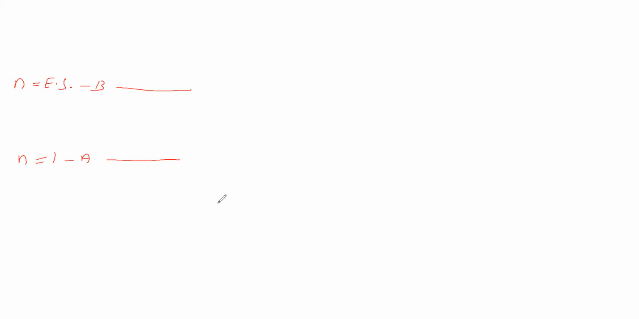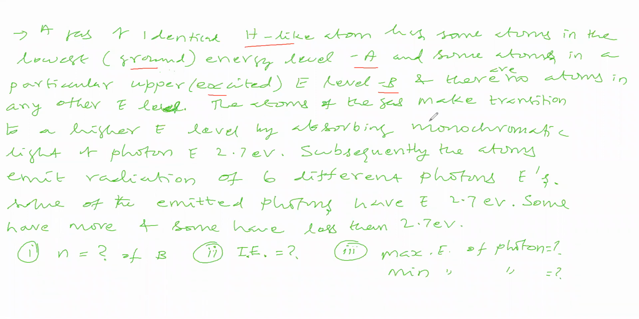Next, the atoms of the gas make transition to a higher energy level by absorbing monochromatic light of photon energy 2.7 electron volt. See, this gas is absorbing 2.7 electron volt. Whether the atoms in A are absorbing or the atoms in B are absorbing, which one? Here they said the atoms of the gas make transition to a higher energy level by absorbing monochromatic light of photon energy 2.7 electron volt. So the gas is absorbing 2.7 electron volt.